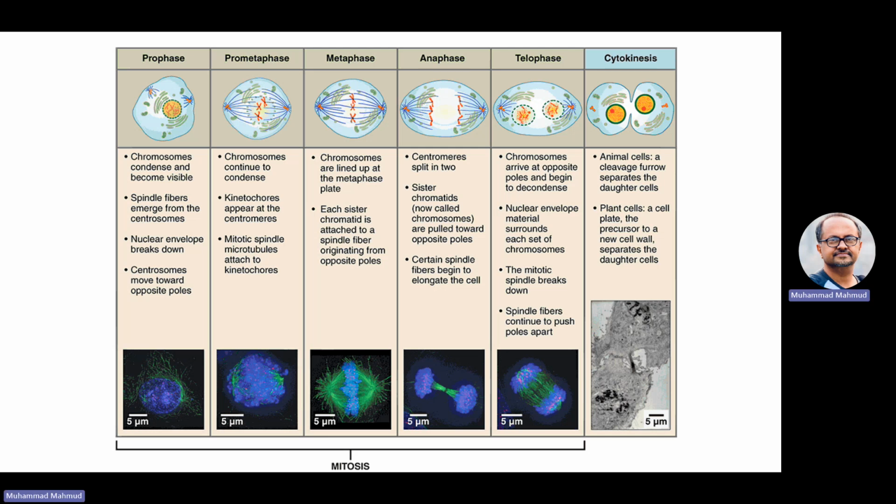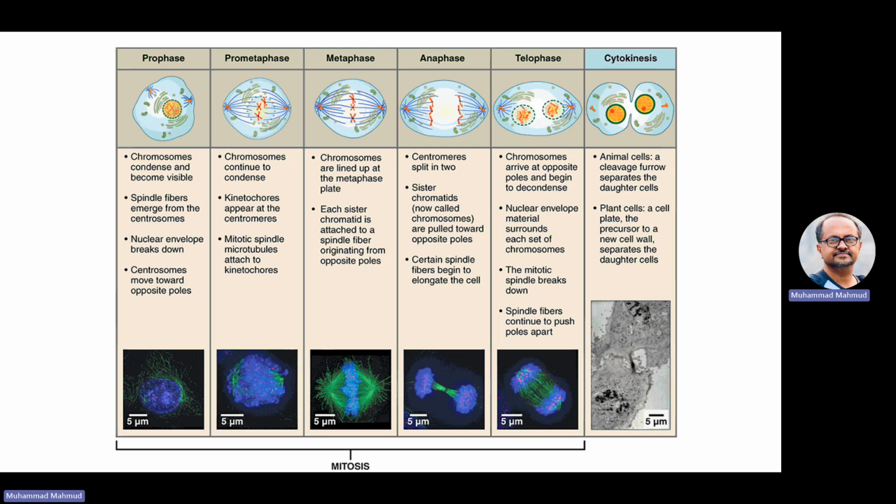Next, the pro-metaphase. Chromosomes will continue to condense. Kinetochores appear at the centromeres and mitotic spindle microtubules attach to the kinetochores. Stage 3, metaphase. That's interesting because you see those chromosomes are lined up at the metaphase plate. So in metaphase, they come to the middle. This is how you can remember. Each sister chromatid is attached to a spindle fiber originating from the opposite pole.